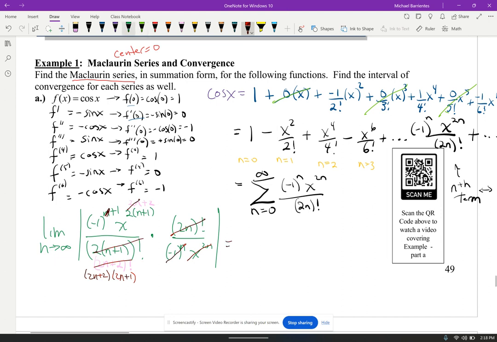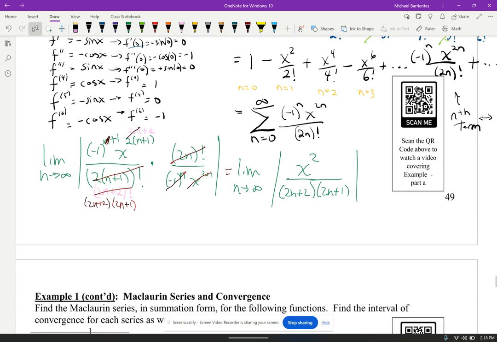So just to rewrite this and make it look cleaner, this is the limit as n approaches infinity of, well, the absolute value is going to get rid of this, right? Absolute value of negative 1 to the 1, that's just positive, so I don't have to worry about that. In the numerator, I'm left with x squared. In the denominator, I'm left with 2n plus 2 times 2n plus 1.